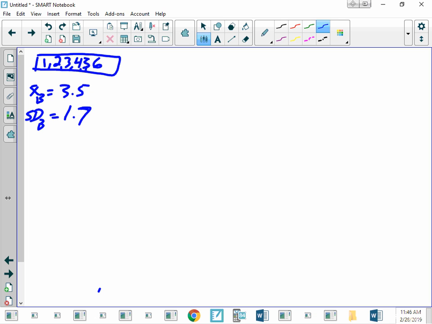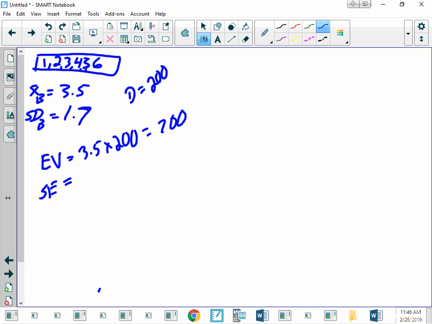So I'm now going to do 200 draws. Does everybody understand why that's the case? So my expected value is going to be 3.5 times 200, which is 700. And my standard error is going to be 1.7 times the square root of 200. What is that? So 700 plus or minus 24.